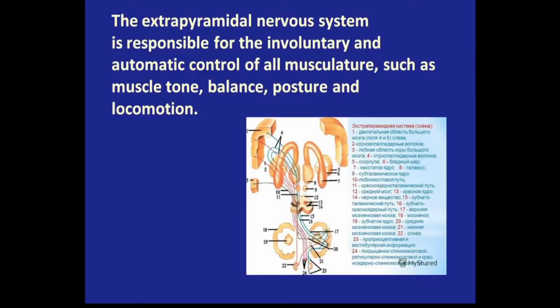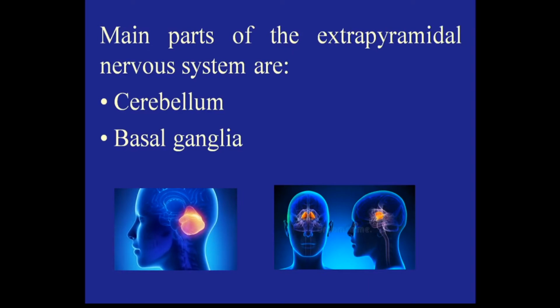The extrapyramidal nervous system is responsible for the involuntary and automatic control of all musculature, such as muscle tone, balance, posture, and locomotion. On this picture, you can see how many structures of our brain are responsible for these very important functions. But the main parts of the extrapyramidal nervous system are the cerebellum and the basal ganglia, or basal nuclei systems.